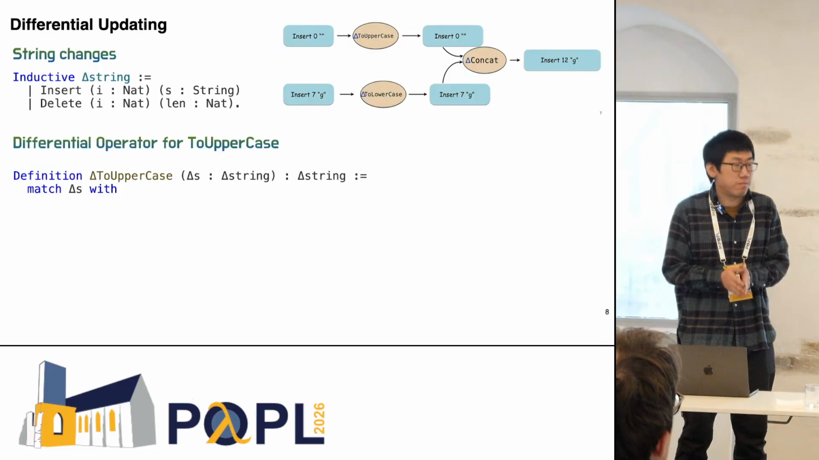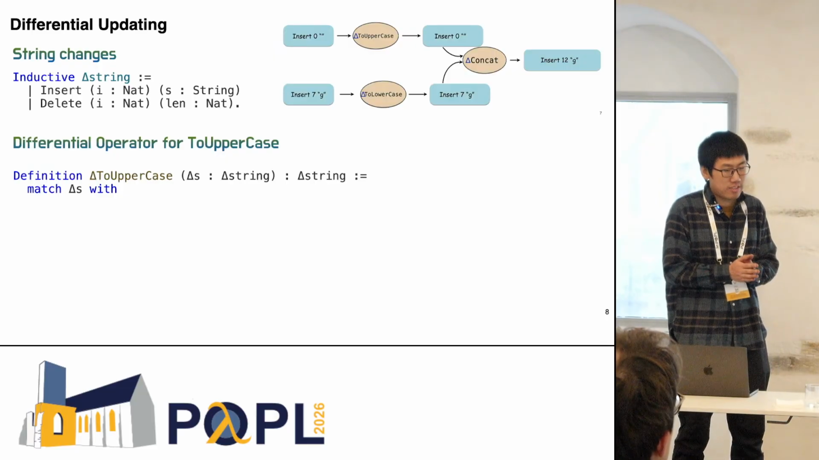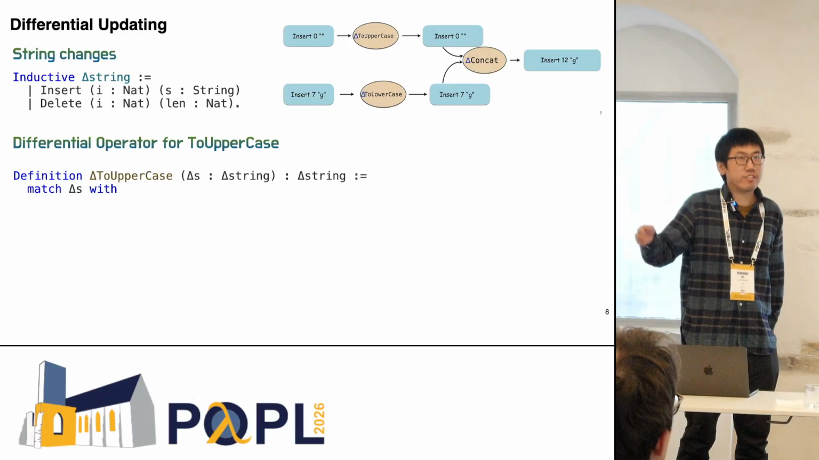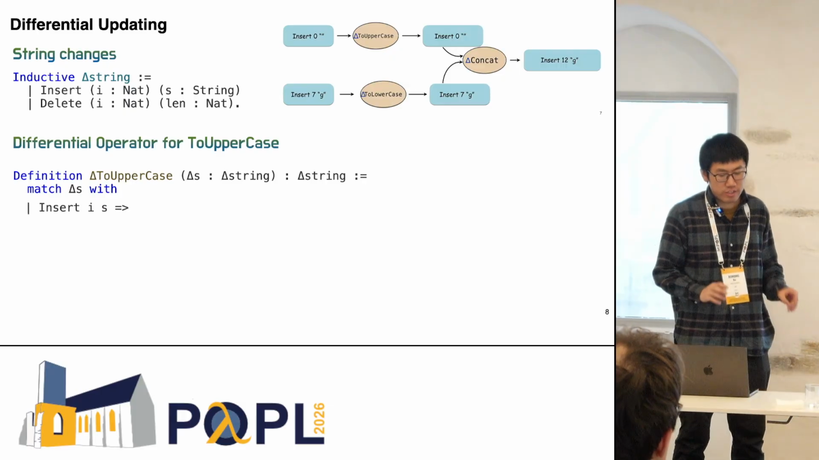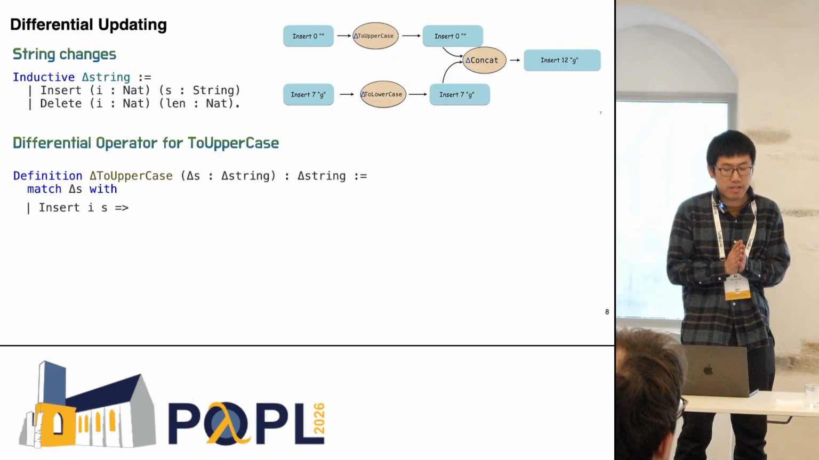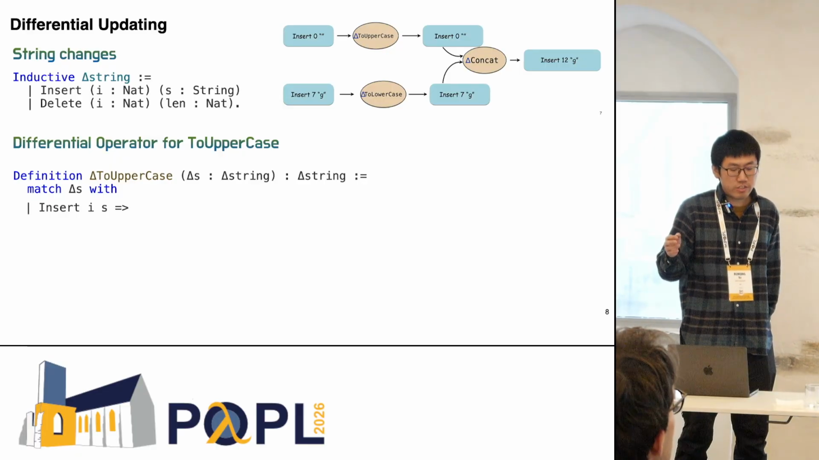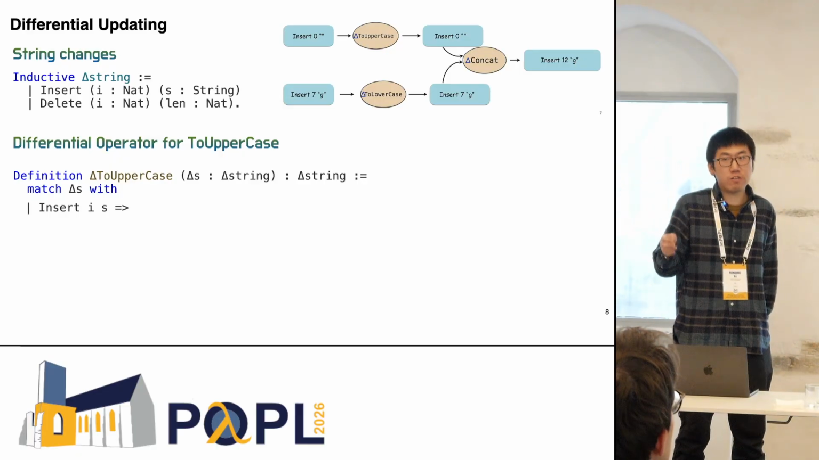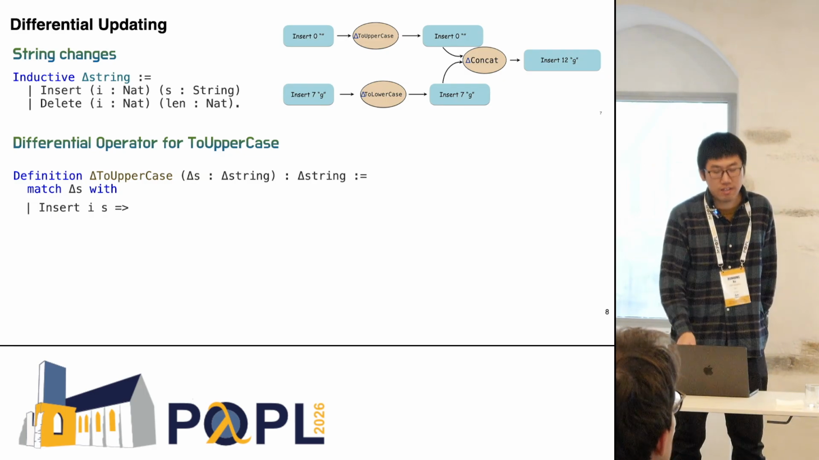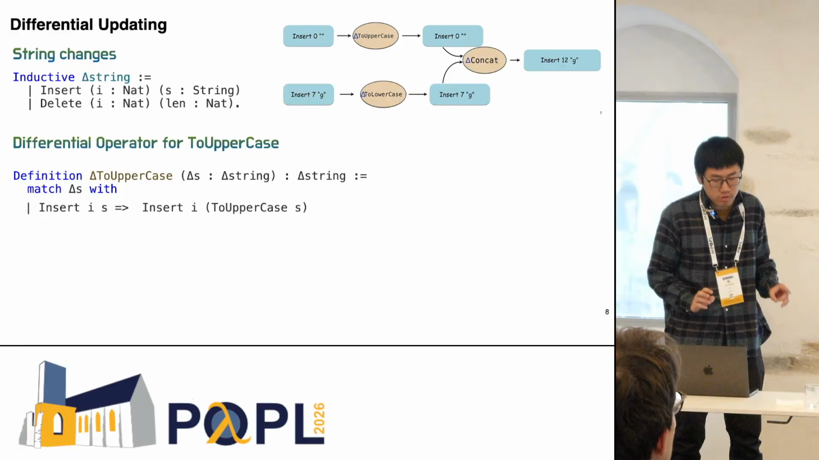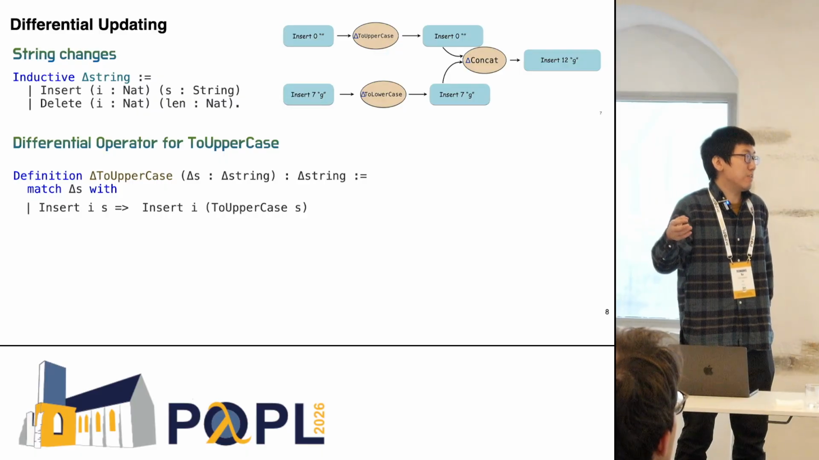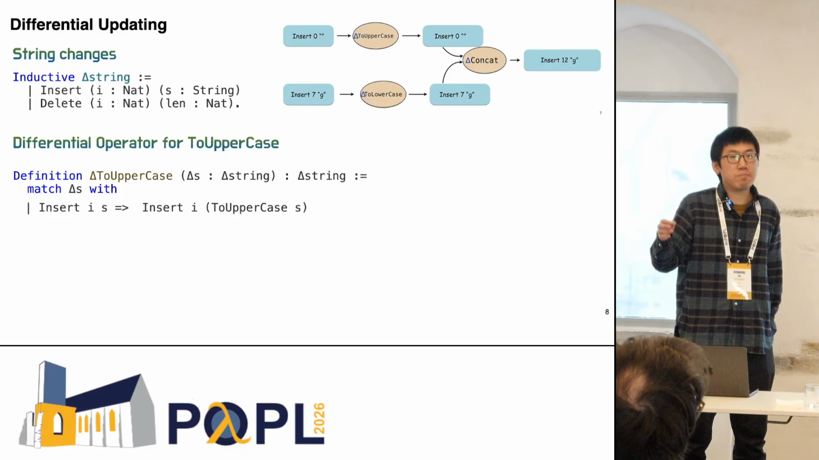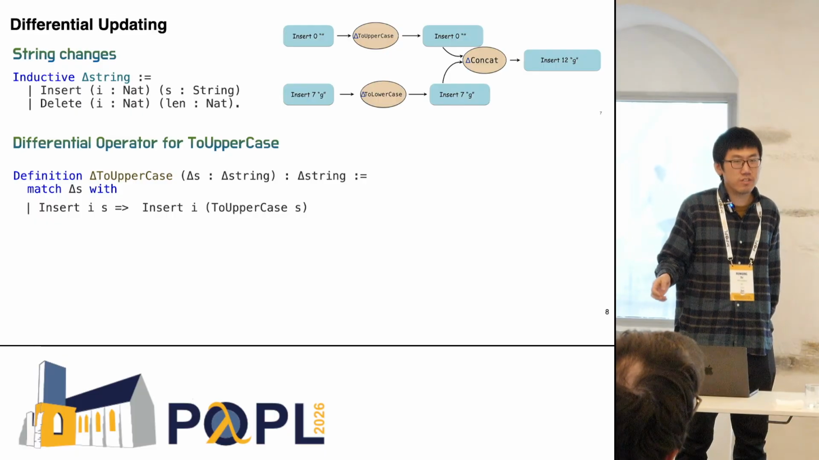So let's start from a simple operator, to uppercase, which just converts all of the characters to uppercase. And now we do a case analysis on the changes. So now let's think about what the output change will be if we change the input to uppercase by inserting a string. I think, as you may have come up with, the effect of this input change is just to insert the uppercase of this string into the output.